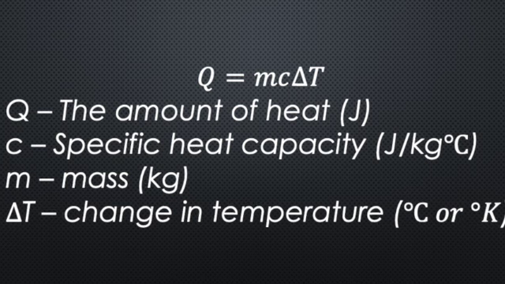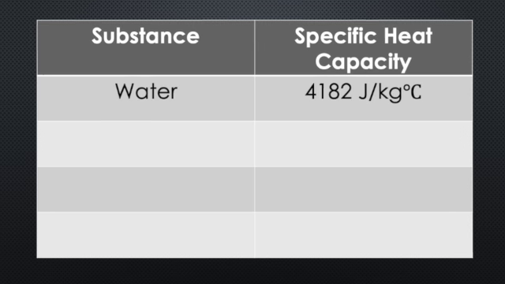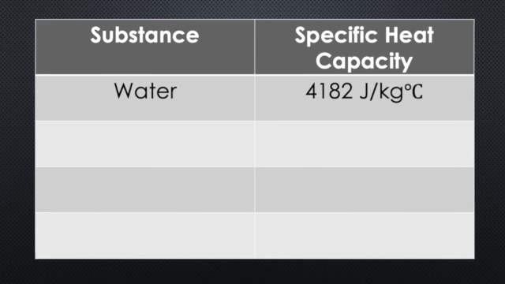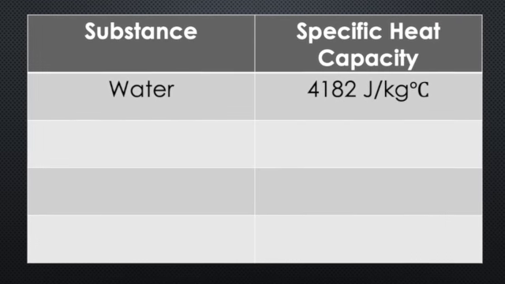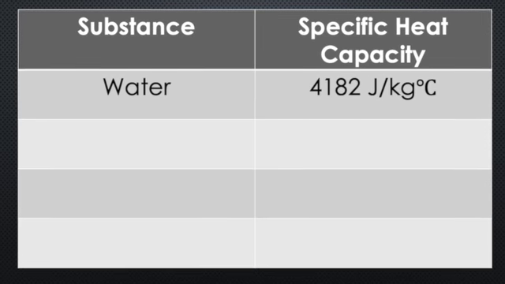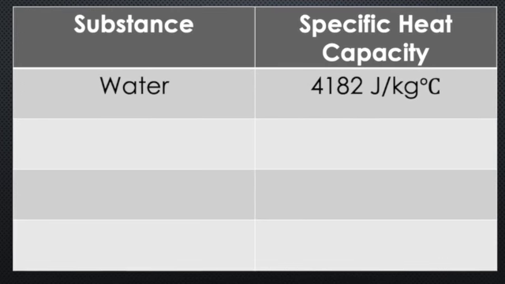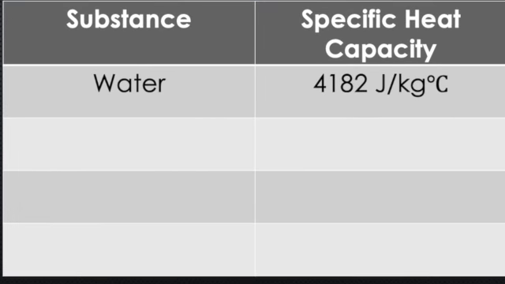So what specifically is the heat capacity of water? Water has a rather high specific heat capacity of 4182 joules per kilogram degrees Celsius because it requires more energy than other substances to raise the temperature.